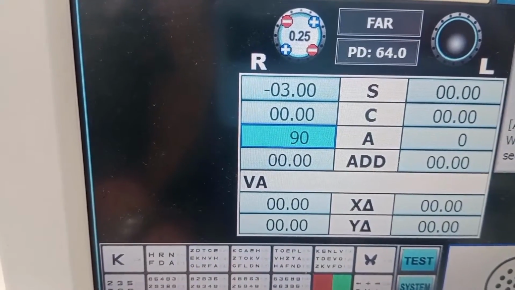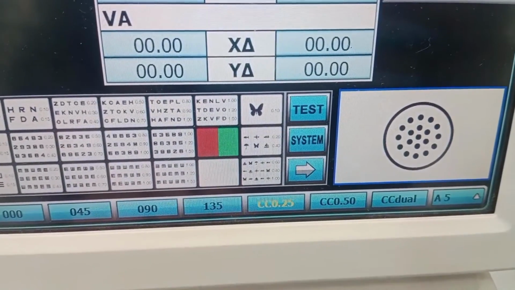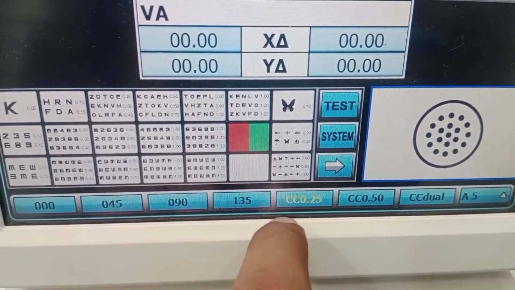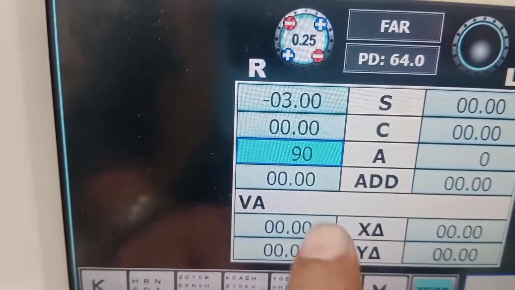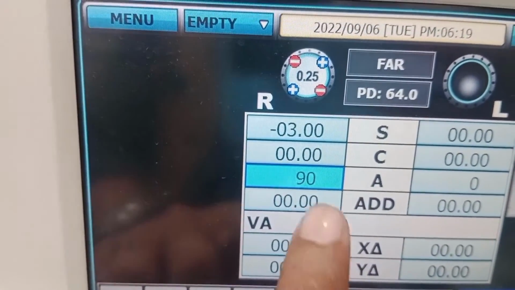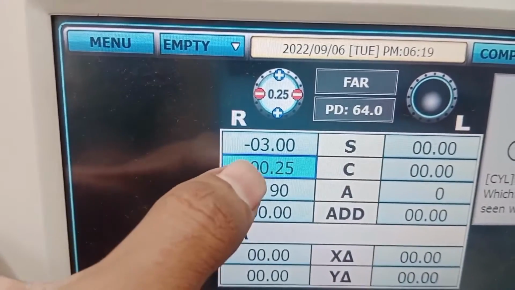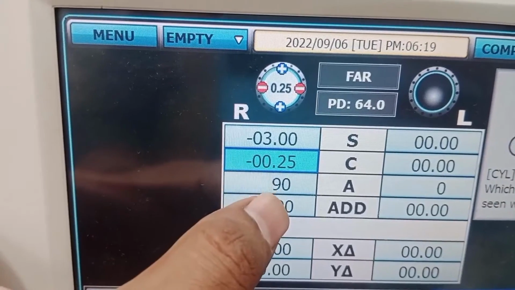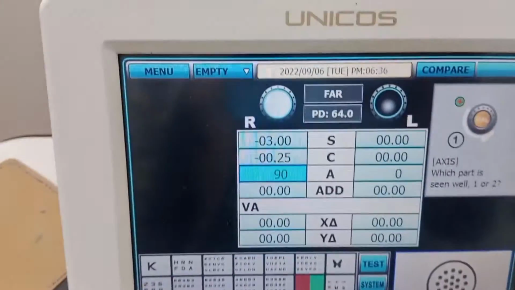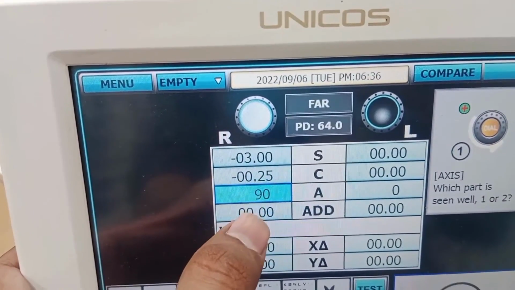So axes are there, right? And the cross cylinder power is 0.25. Now I will put a trial cylinder of the same power as the Jackson cross cylinder. So as you can see, 0.25 minus, right? And axes are 90 degree with patient preference. So spherical is -3, cylinder is 0.25, and axes are 90 degree, right?